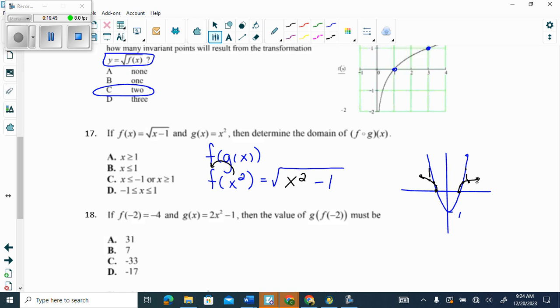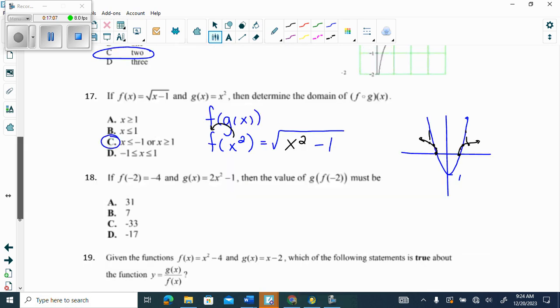Because what was the original graph? X squared minus 1. And what did I do to it? I square rooted it. So whenever you have a concave up parabola and you square root it, you get the outside arms, right? When you have a concave down parabola, you get the domain between the values, because it'll keep this way. So it's going to be C.